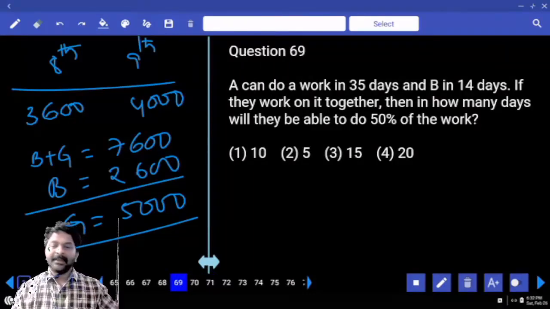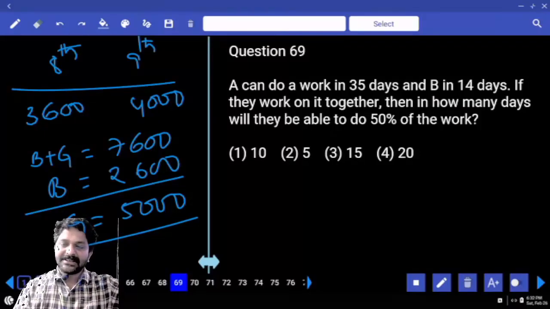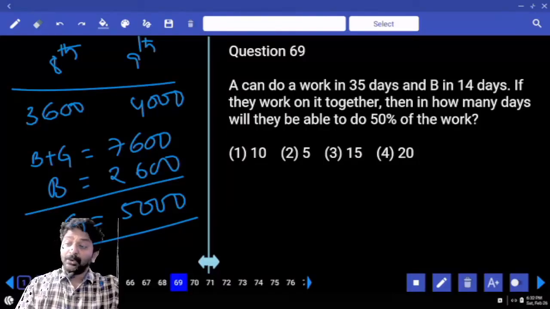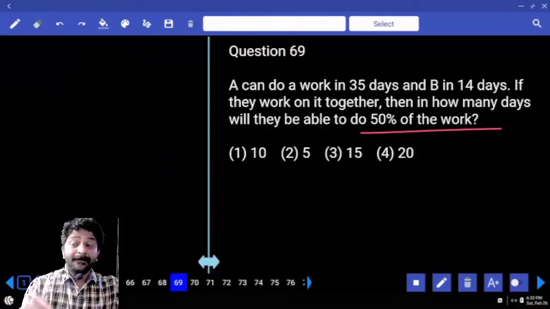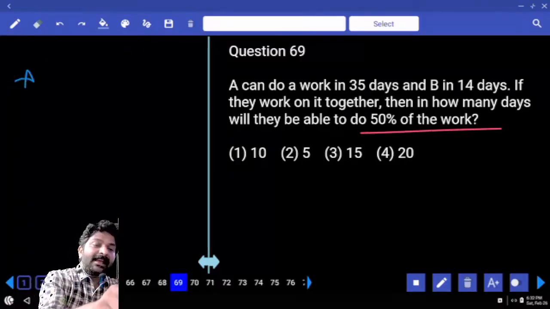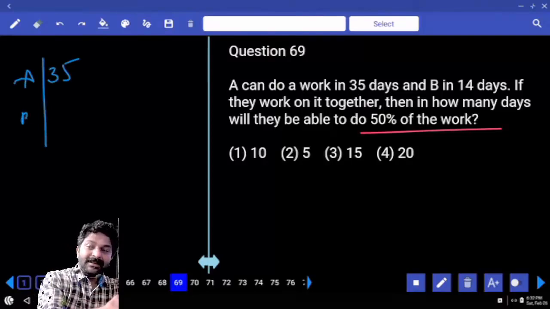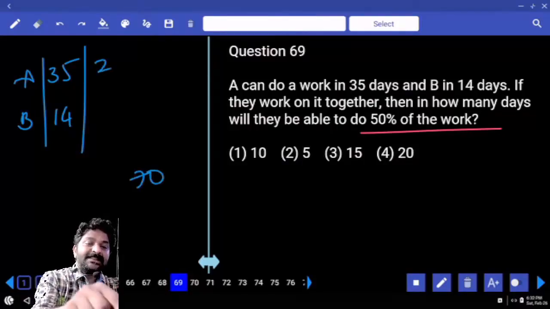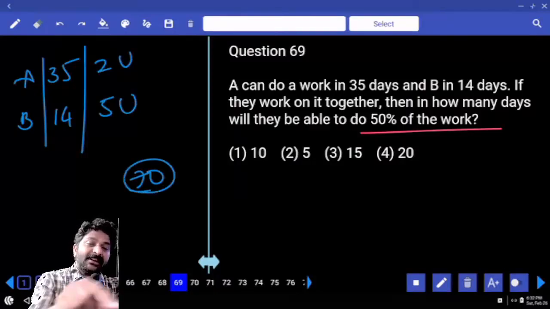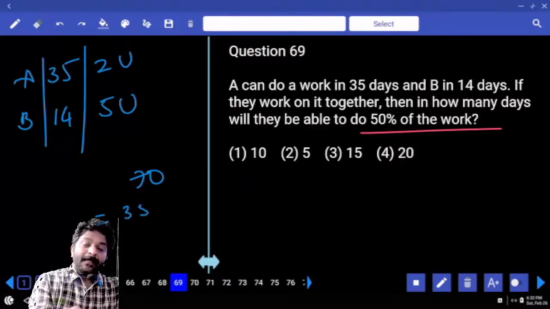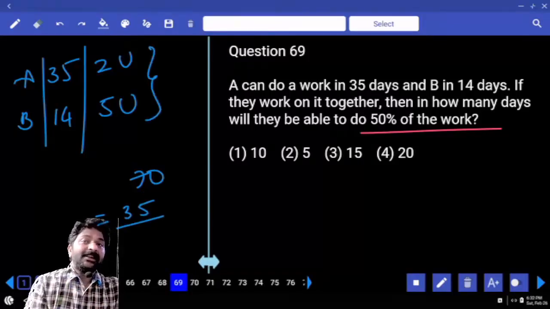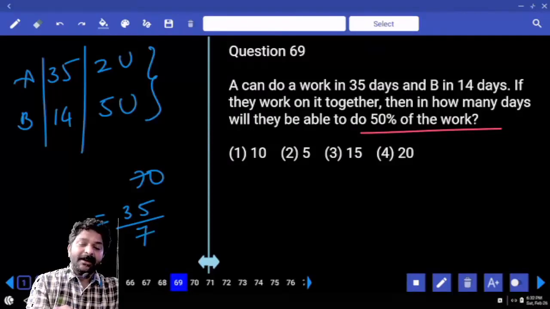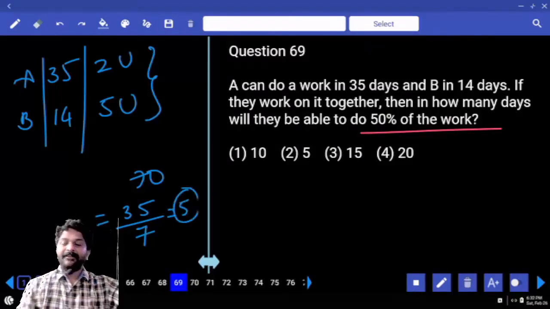Right, next. A can do a work in 35 days, B in 14 days. If they work on it together, then in how many days will they be able to do 50% of the work? Okay, what percent of work? Remember that. A can complete the work in 35 days, B can complete the work in 14 days. What is LCM? 70. That means A can do 2 units, B can do 5 units. Now 50% of this work is equal to 35 units. 35 units should be done by both A and B together. A, B together can do 7 units per day. Then that means answer is 5 days. Second option answer.